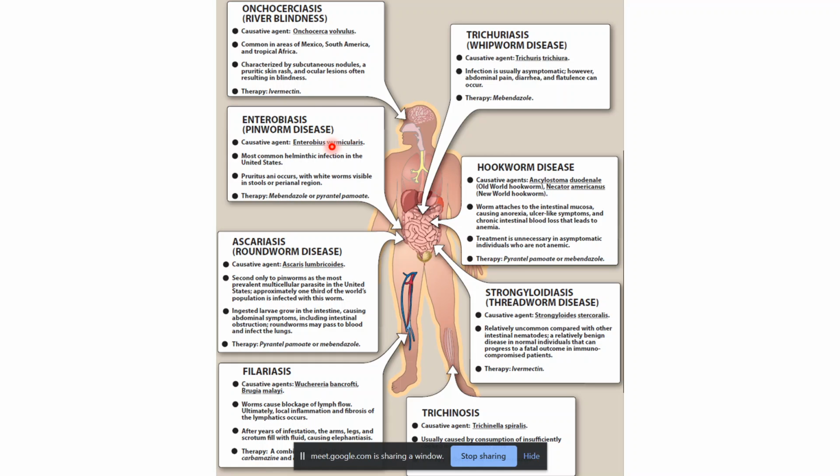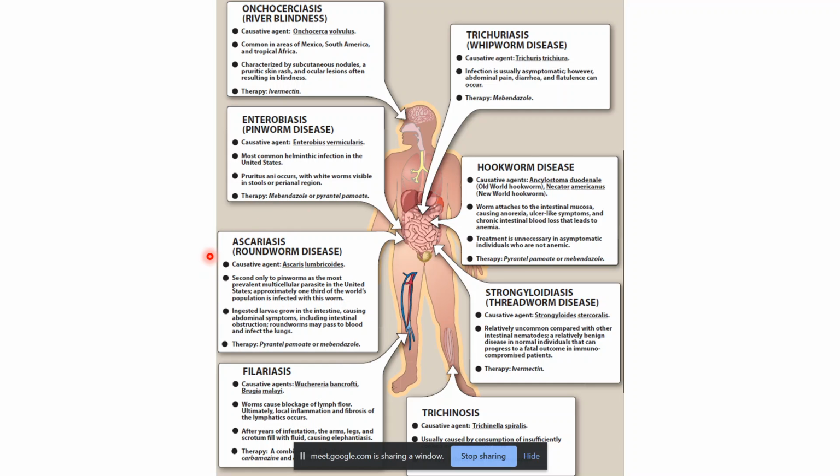Enterobiasis is the most common disease, and the pathogen is Enterobius vermicularis, and it is very common, and usually the white worms are visible in stools or in the perianal region, and the skin is usually itchy. So the treatment is with mebendazole or pyrantel pamoate. Mebendazole is usually the drug of choice.